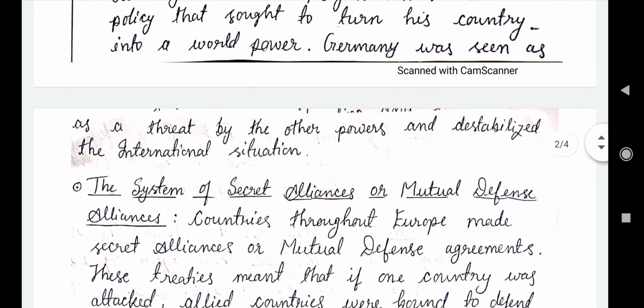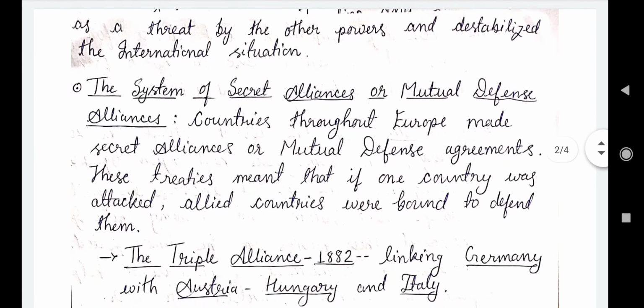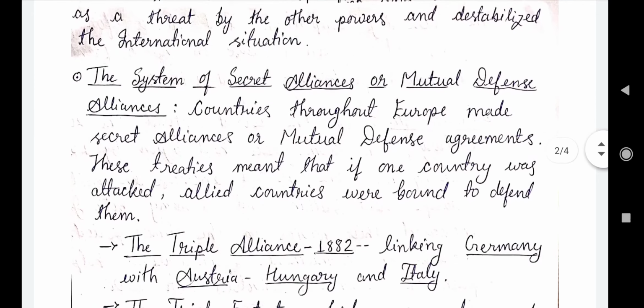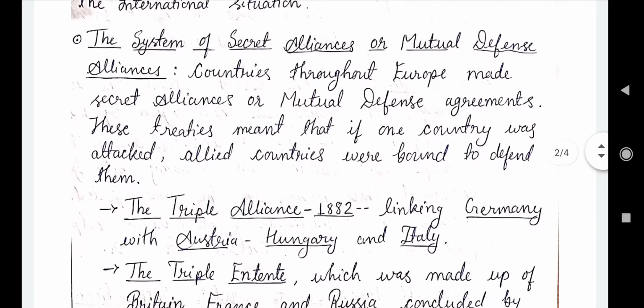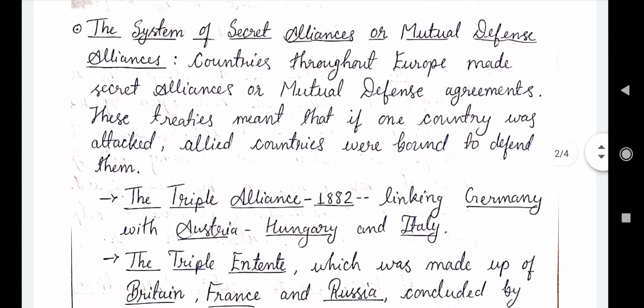The second cause is the system of secret alliances or mutual defense alliances. Countries throughout Europe made secret alliances or mutual defense agreements. These treaties meant that if one country was attacked, allied powers were bound to defend them.